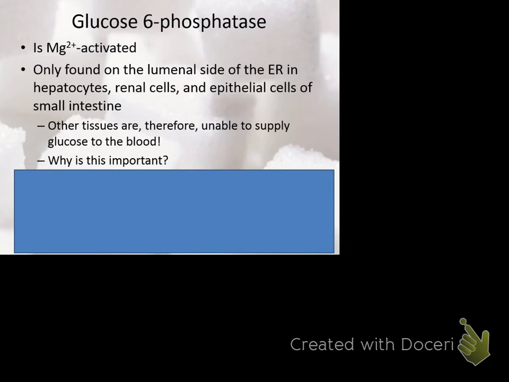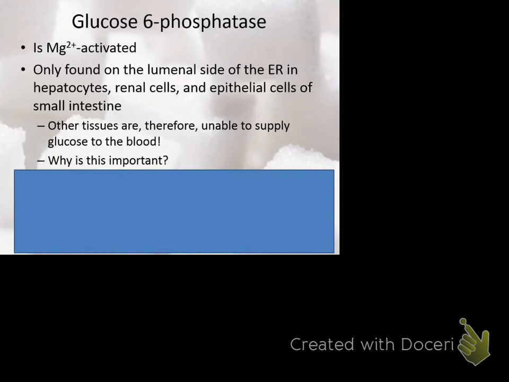Okay, and so it is activated by magnesium. But now this, I find this cool, but use logic to be able to explain why this happens. It's only found on the luminal side of the ER, but only in three places. It's found there in your kidneys, renal cells, your liver, hepatocytes, and the epithelial cells of your small intestine.